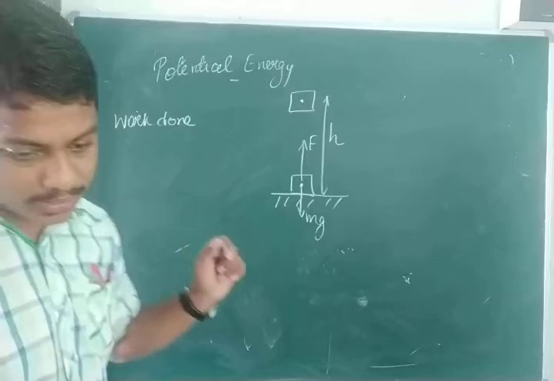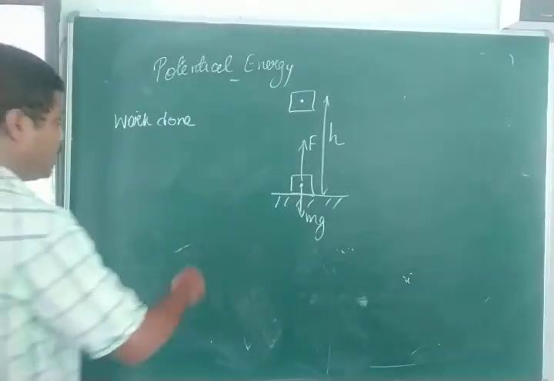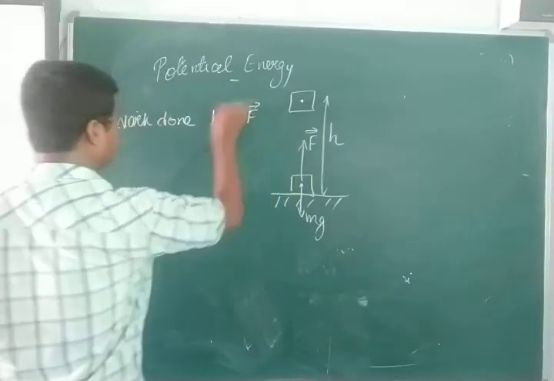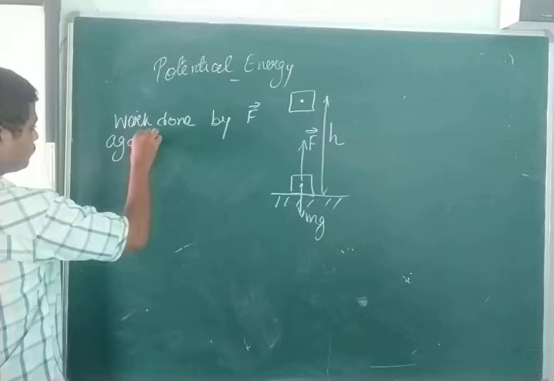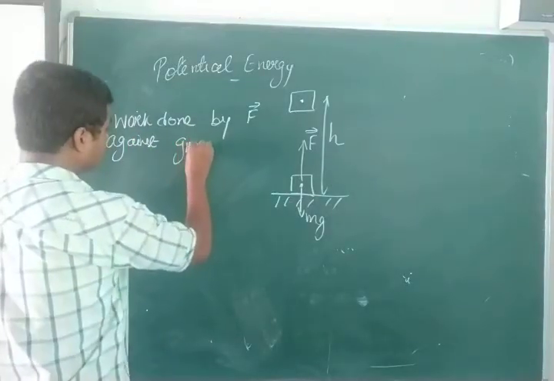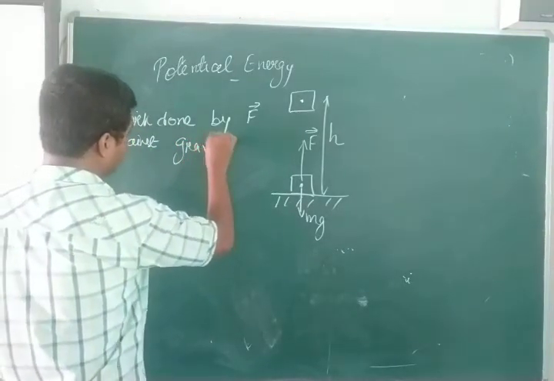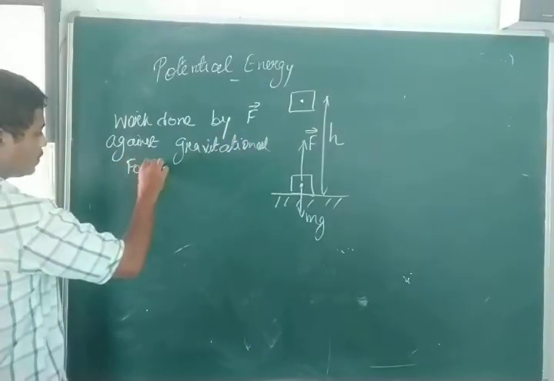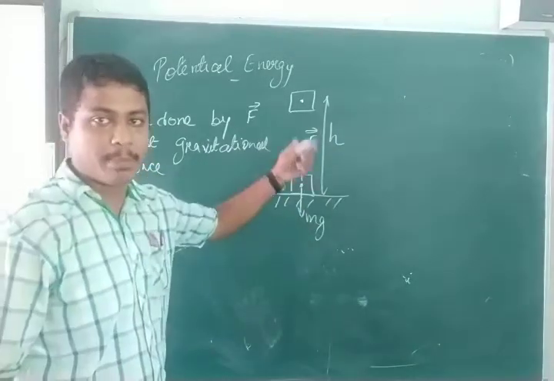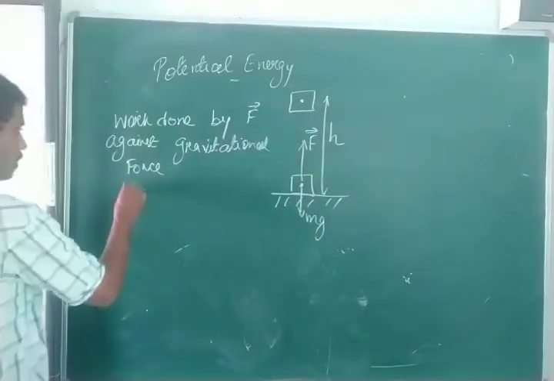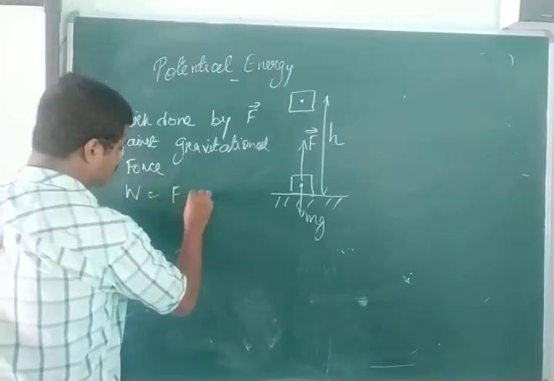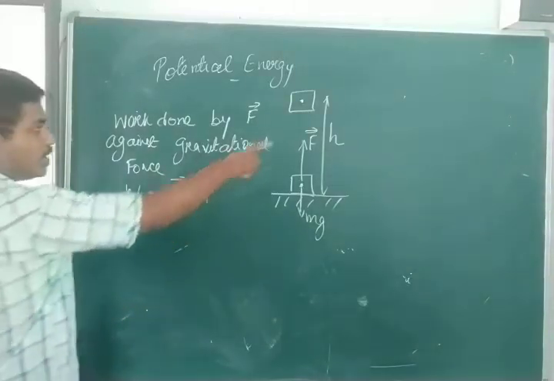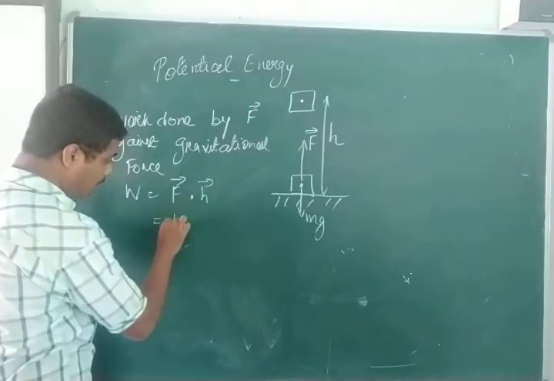Now the work done in moving the object, or the work done by F against the gravitational force. Gravitational force is downwards, applied force is upwards. So W is equal to force dot displacement. You are displacing it to the height h, so it will be F h.